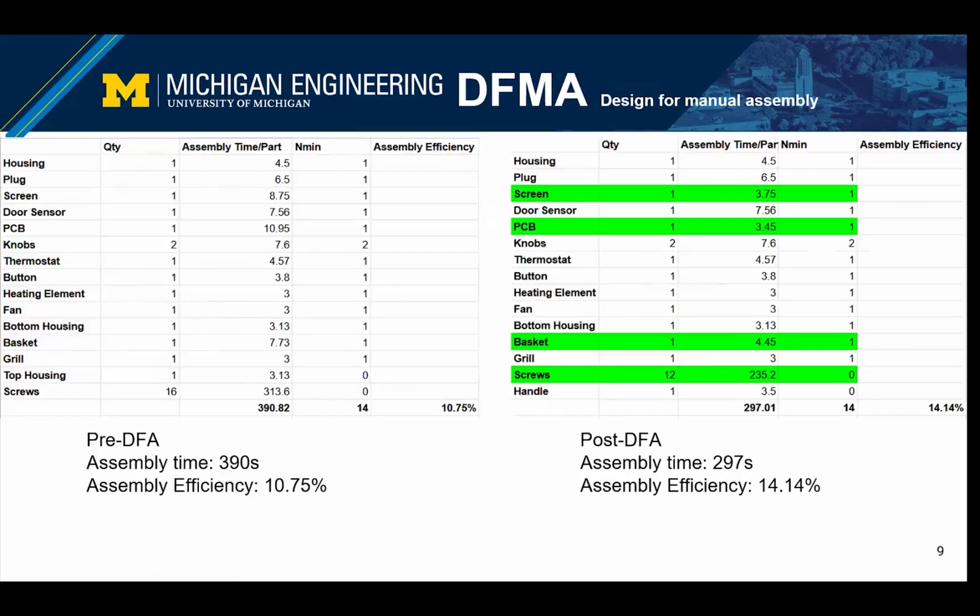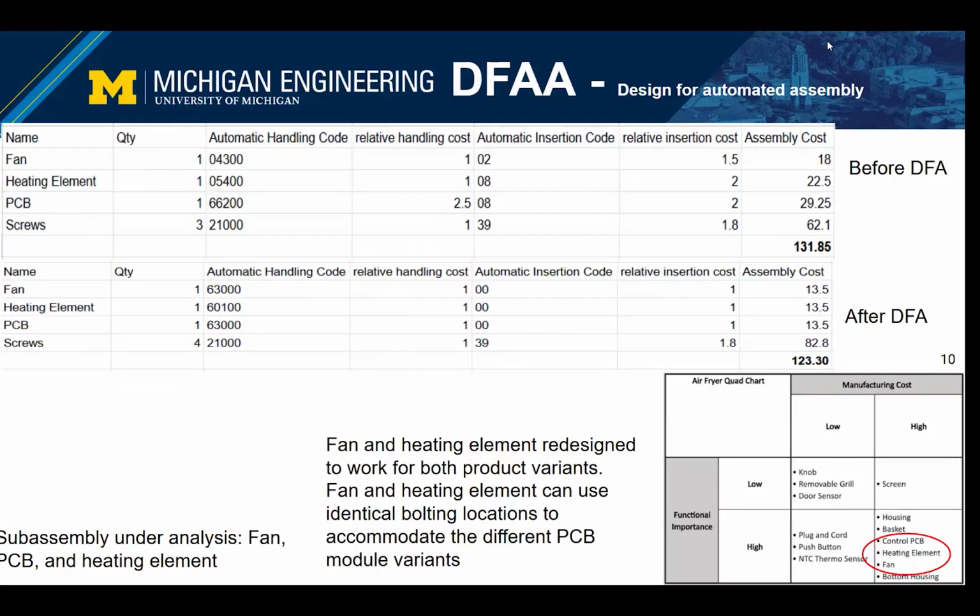Based on these changes, we see that the assembly time was initially 390.82 seconds and the efficiency was 10.75%. After all these design changes, with notable improvements in the screen, PCB, basket, and screws, where we also reduced the number of screws, we took that down to an assembly time of 297 seconds and 14.14% efficiency. So here we have the design for automated assembly chart.